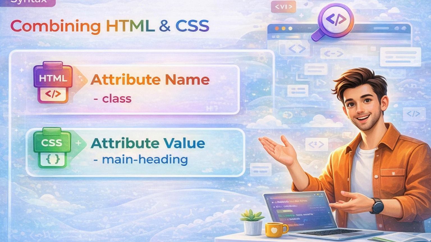Now comes the magic moment. Let's understand how HTML and CSS work together. HTML gives structure. CSS gives style. Together, they create beautiful websites. Here, we are connecting them using something called a class. In HTML, we use an attribute called class. For example, class equal to main-heading. This acts like a label or name that we assign to an element.